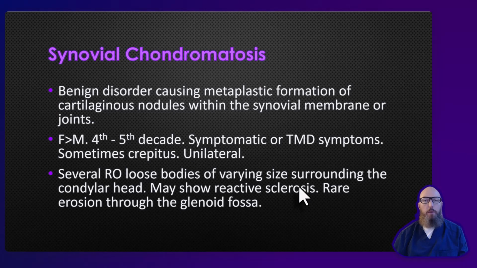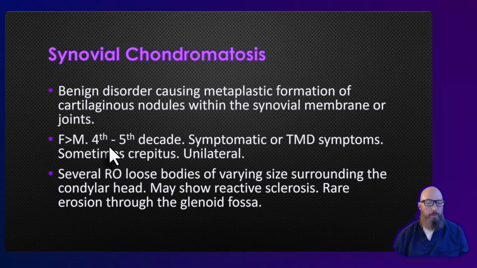We'll contrast that with synovial chondromatosis, which is a benign disorder. And this one does behave more like a benign tumor, but it causes metaplastic formation of cartilaginous nodules within the synovial membrane or within the joints. And those nodules tend to calcify, and this causes larger discrete calcification. So it looks like little pebbles inside the joint rather than your gout or your pseudogout, which causes more crystal deposition, which is more of a ground glass appearance. So that's the major difference there.